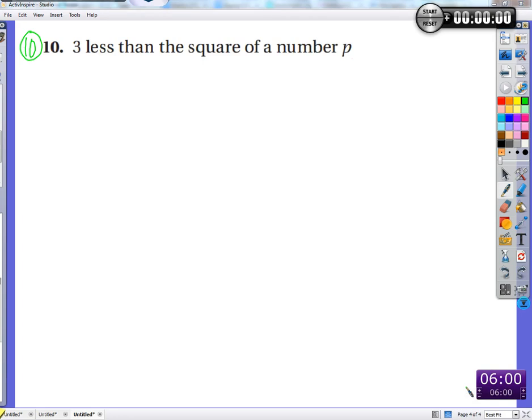Okay, the first thing is this word square. What does that mean? What do we interpret that word square? It says square of a number p, then it's p squared. Square of a number would be you're squaring a number, p squared. The square of p would be p squared. The square of 3 would be 3 squared.